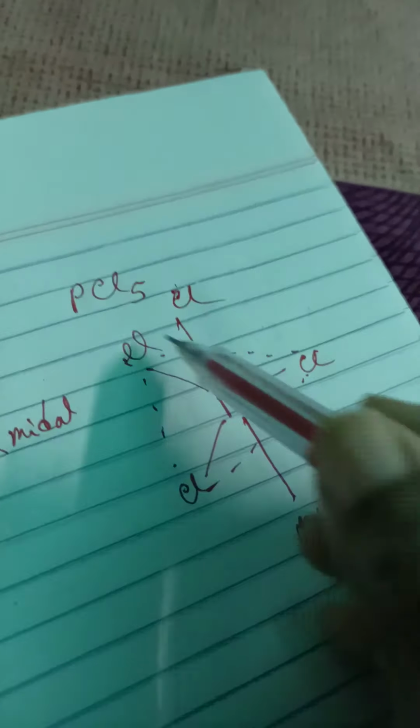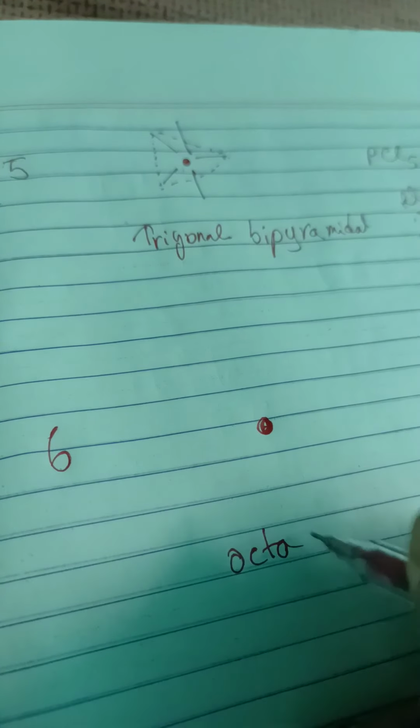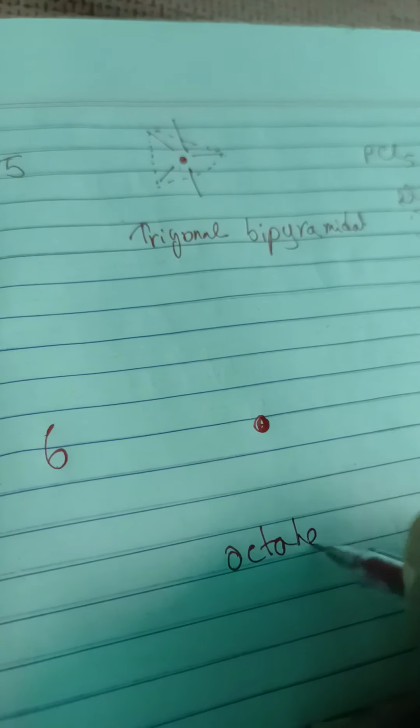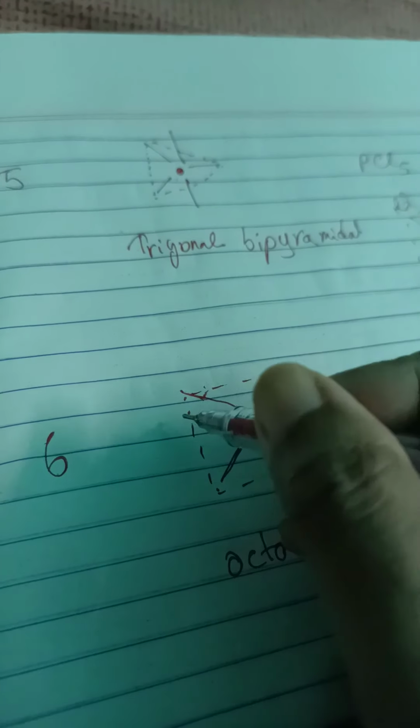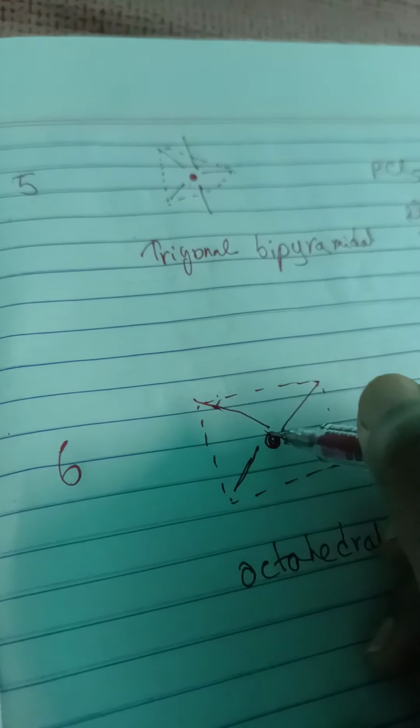Next is number 6. 6 means 6 bonds, so the shape will be octahedral. I'm writing the name here first. Octahedral. How? Suppose this is a central atom. First I'll draw a square planar. I'll draw a square, though it's not a perfect square. Imaginary means it looks like a square. The actual bonds are the continuous lines, and this is the imaginary one.